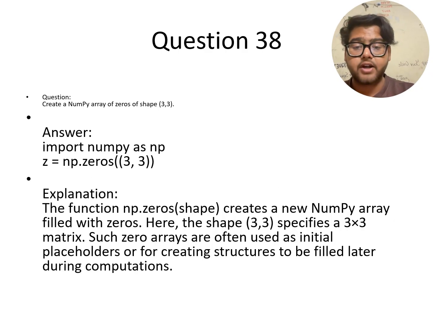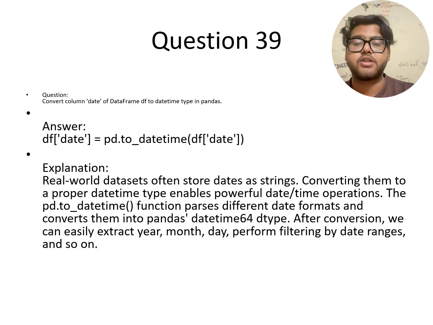Question number 38. Create a numpy array of zeros of shape 3, 3. The function np.zeros(shape) creates a new numpy array filled with zeros. Here the shape specifies a 3 by 3 matrix. Such zero arrays are often used as initial placeholders or for creating structures to be filled during computations.